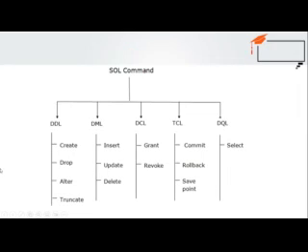See, SQL commands. There are 5 types of commands: DDL, that is data definition language, then DML, data manipulation language, then DCL, data control language, and TCL, transaction control language, and DQL is there. So we are going to see these. The DDL concept is like this, the DML concept is like this, the DCL concept is grant and revoke, and the TCL concept is commit, rollback, savepoint and the like. So these are very important commands.